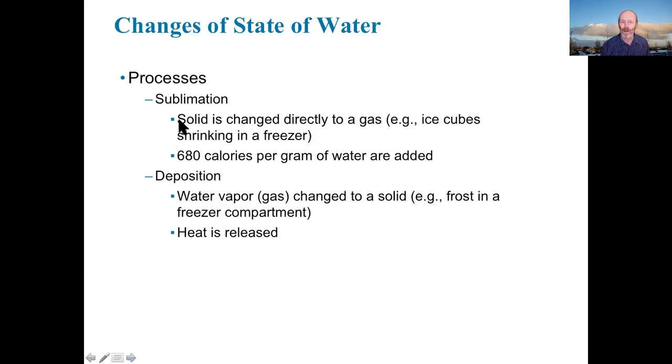Sometimes we'll have something called sublimation, which means we go from solid to gas. And sometimes we have deposition, and that's where it goes from gas to solid. It doesn't go through an intermediate stage. That's rare. It happens more in human-made processes like a freezer than it does in nature, although it can happen in nature as well.